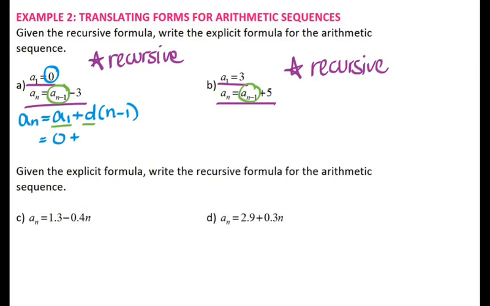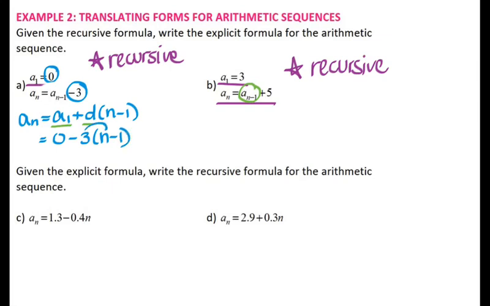Our common difference is whatever we're adding and subtracting every time. And if you look at the formula for this sequence, you're taking your previous term and you keep subtracting 3. That is your common difference, because you're subtracting 3 every single time. So since we are subtracting, I'm going to go ahead and write that as minus 3 times n minus 1.